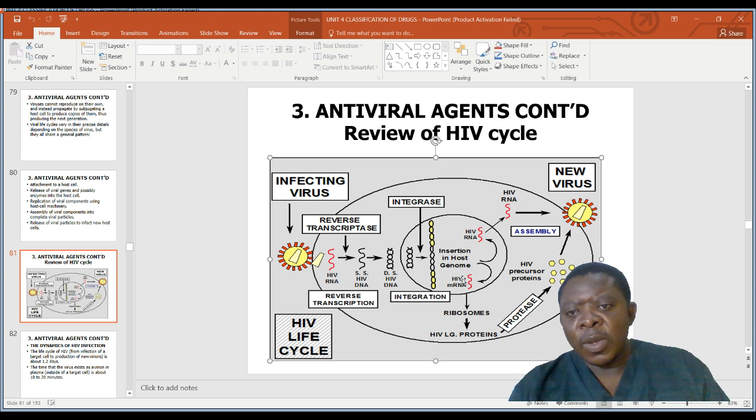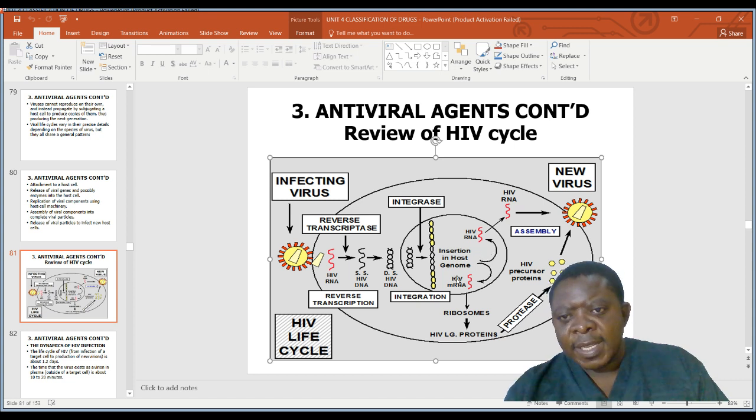So this messenger RNA now comes out here. You have seen that it is coming out. When it has come out, we are going to have the assembly of all the particles that are needed by the virus. When the particles needed by the virus have assembled, they will bud out of the cell as a new virus.